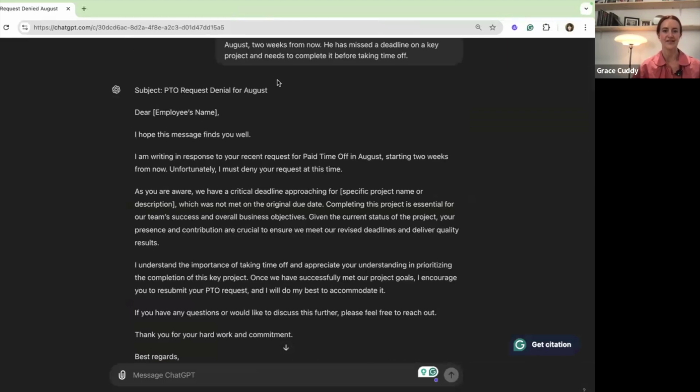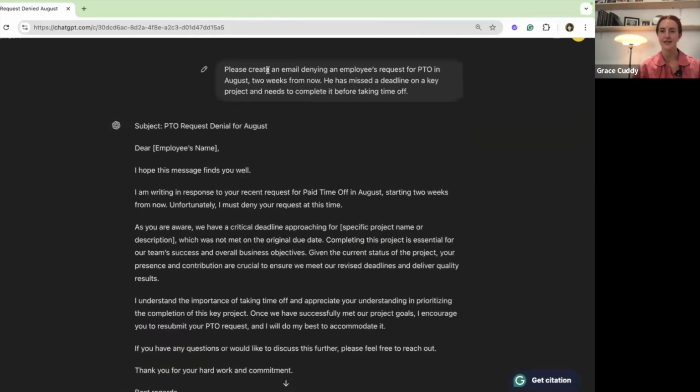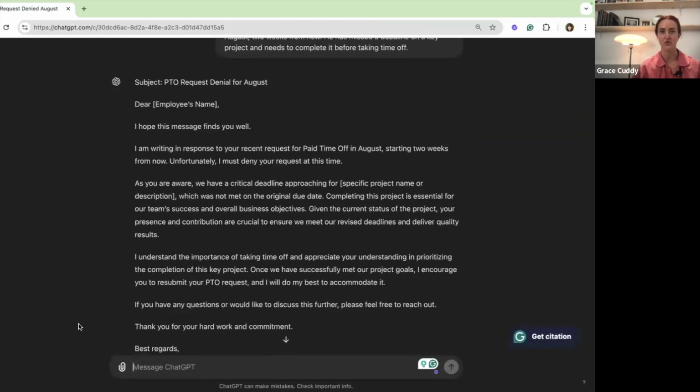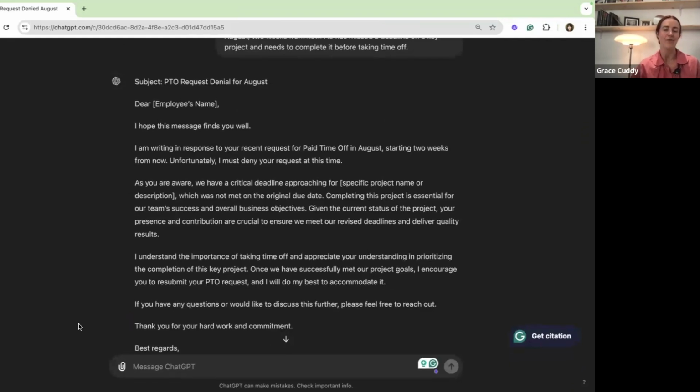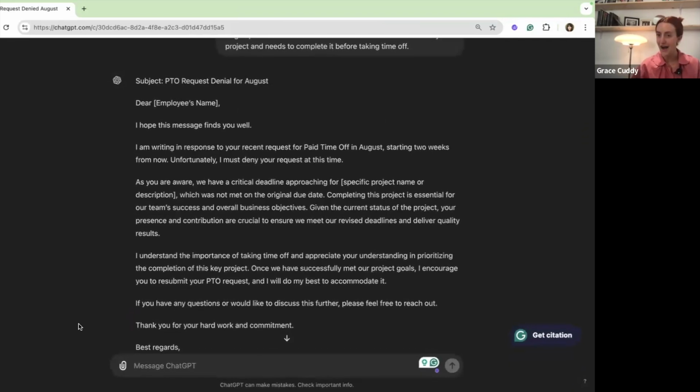In this first example, I have input a fairly general prompt asking ChatGPT to create an email for me denying an employee's PTO request and missing a deadline, and he needs to get it done before taking that time off. So, okay, I put in a little bit of information about what I need and who the reader is. And what I got back is fine, but it's on the bloated side.